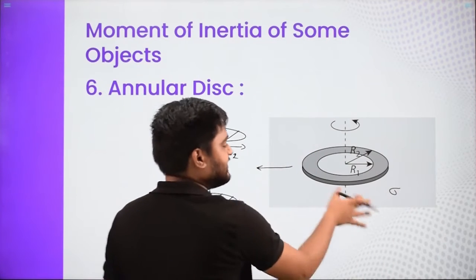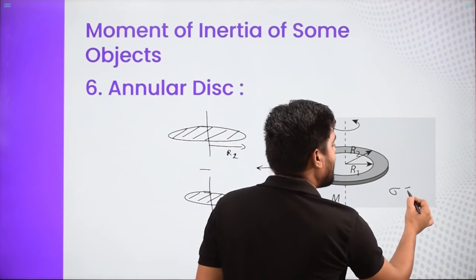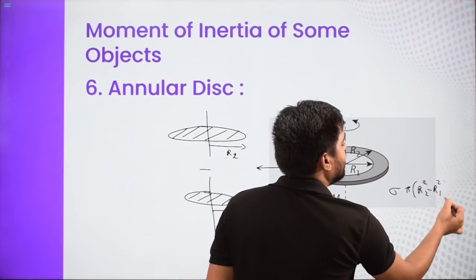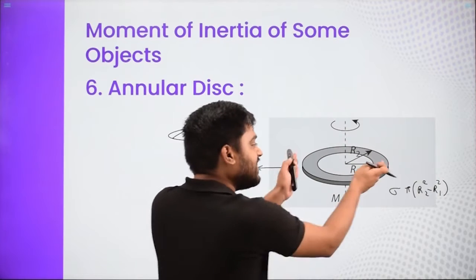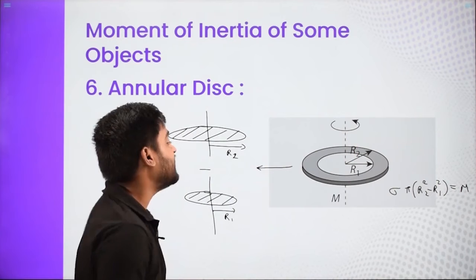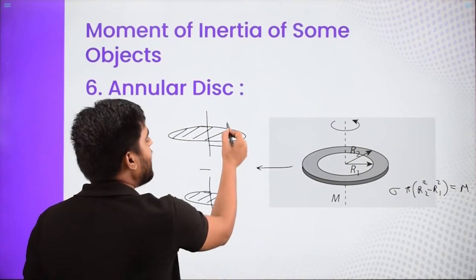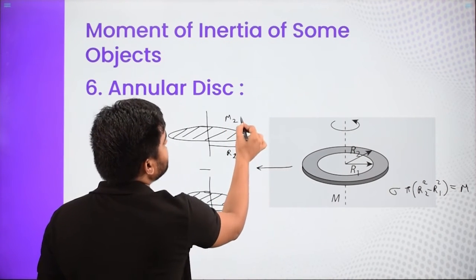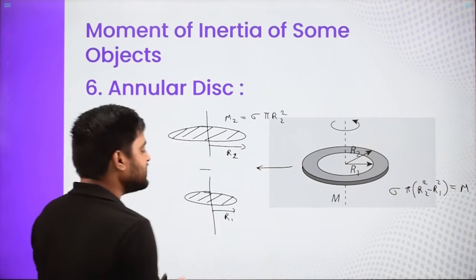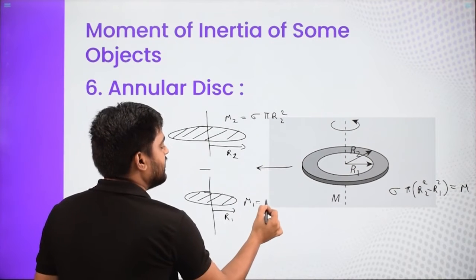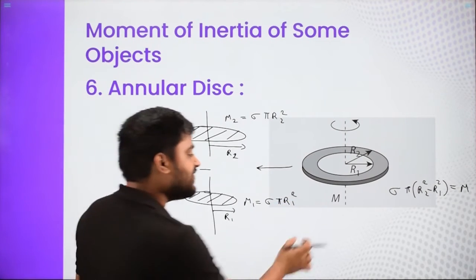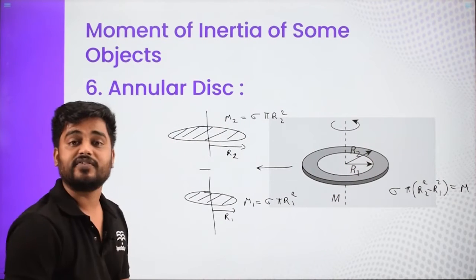So here in this case, I will say sigma into pi (R2 square minus R1 square). That is like mass per unit area, and the area of this annular disk is going to give me m. That is the first relation which we can get. What is the mass of that? I am calling it m2. So mass of this is nothing but sigma into pi R2 square. And what is the mass of this? I am calling it m1. That is sigma into pi R1 square. Right? We have been given m and R2 and R1, so we need to get our answer in terms of that.